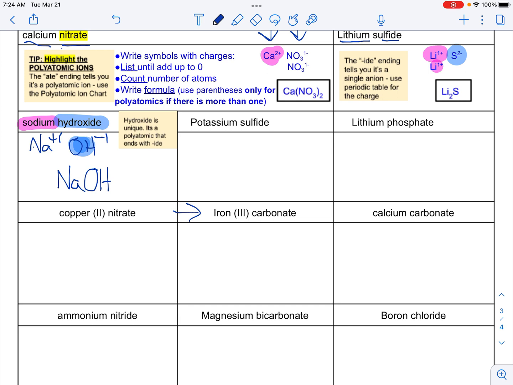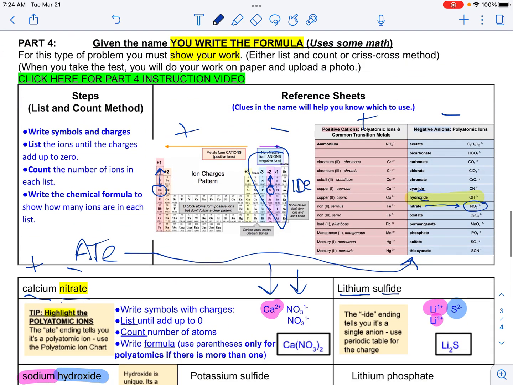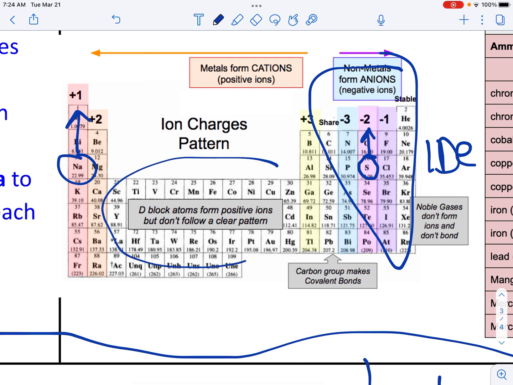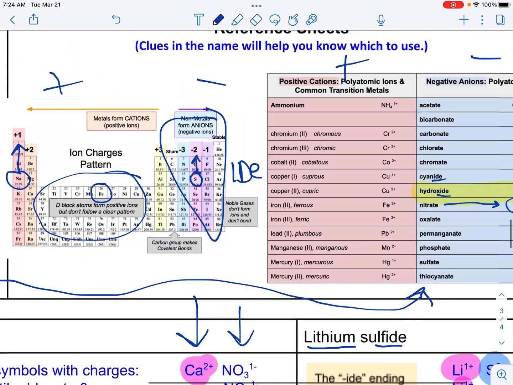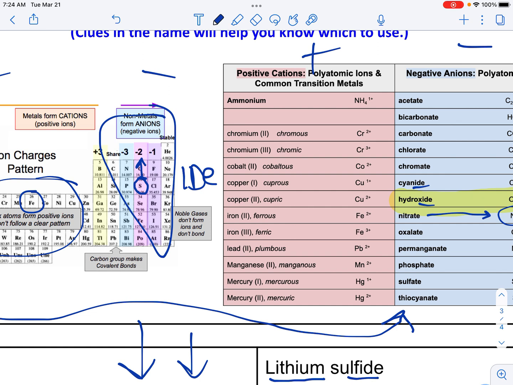When you see this Roman numeral, that is telling you that it's a transition metal. The transition metals are the ones in the middle of the periodic table, and they don't follow the pattern. So iron is this one. It doesn't really follow the +1, +2 pattern. In fact, if I look on my ion chart, you see we have some of the common transition metals here, and iron can actually be stable with 2 different charges. So that Roman numeral is telling us which charge we have.